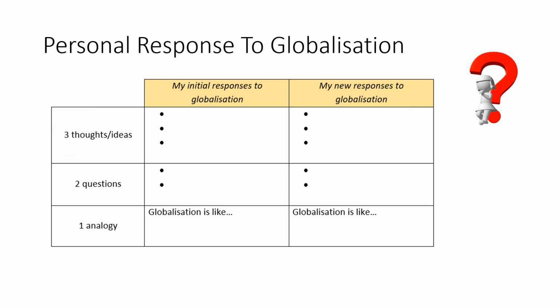Let us go back to this table that you already have in your notebooks. Now that we've discussed globalization in greater detail, your responses to it may have changed. Now you will be filling in the 3rd column. Write again 3 thoughts or ideas about globalization, 2 questions you may still have, and let's see if your analogy has changed.